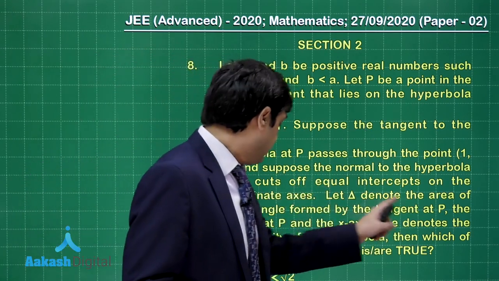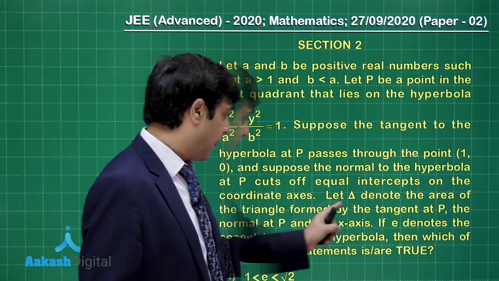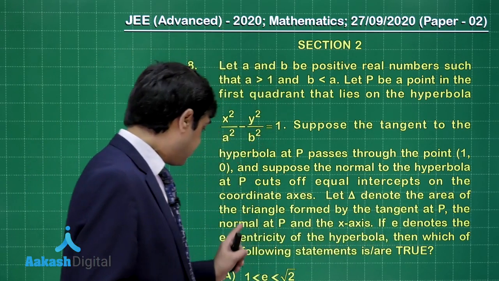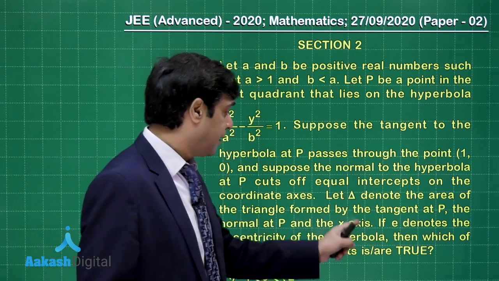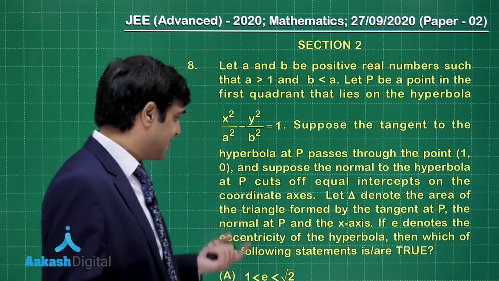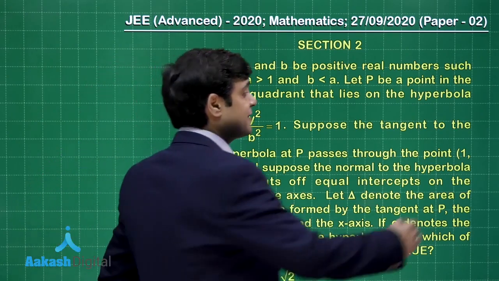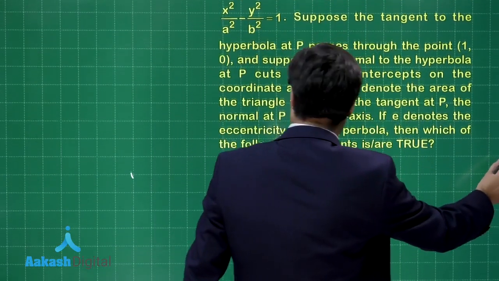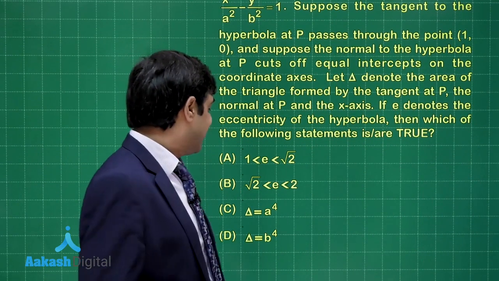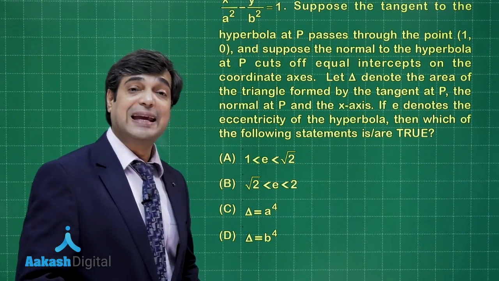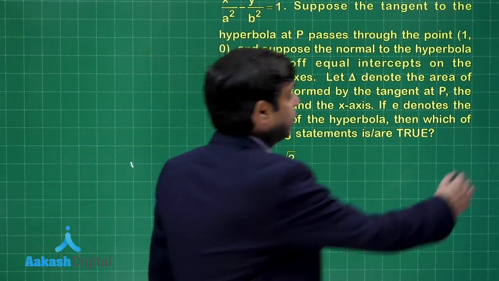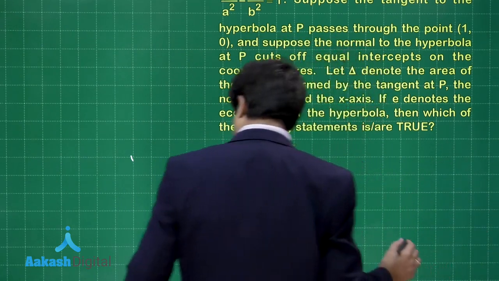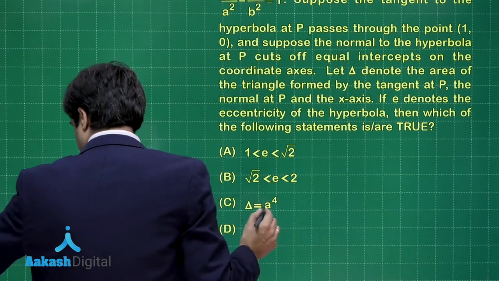Let delta denote the area of the triangle formed by the tangent at P, the normal at P, and the x-axis. If E is the eccentricity, then which of the following statements are true? 2 options are talking about eccentricity and 2 are talking about area of the triangle. So let's understand first the geometry of this question, that what is required.